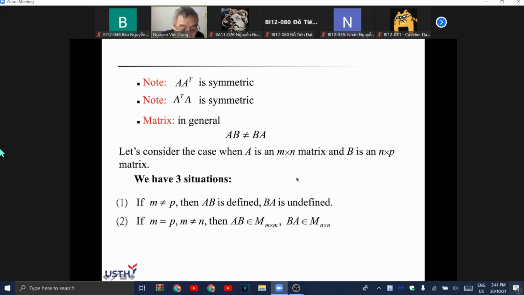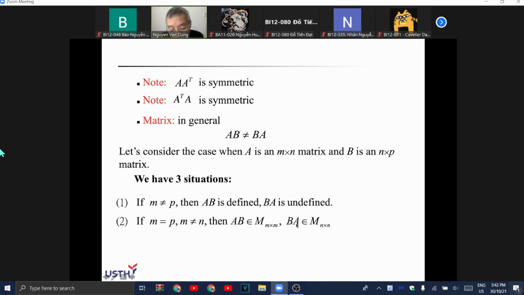The second situation is in case M equals P, which means in that case we can define BA. M equals P, but if M is different from N, then the product AB is a square matrix of order N.